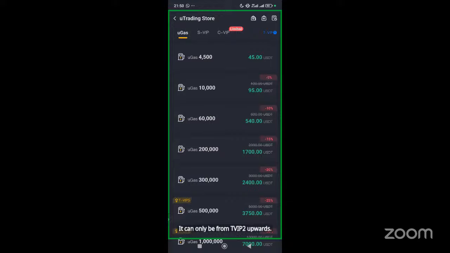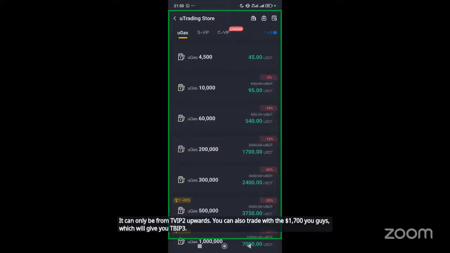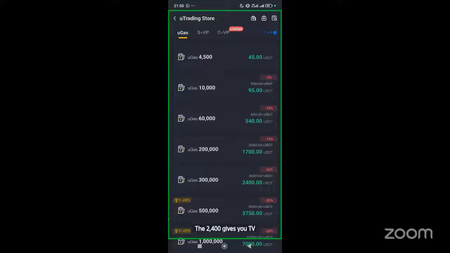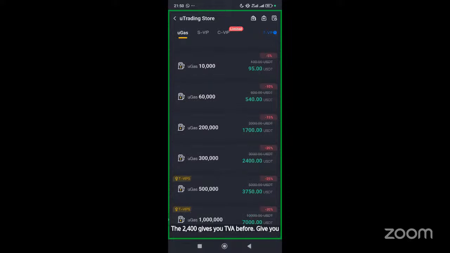You can also trade with the 1,700 UGAS, which will give you CVIP 3. The 2,400 gives you CVIP 4, 3,750 gives you CVIP 5, while the 7,000 gives you CVIP 6.